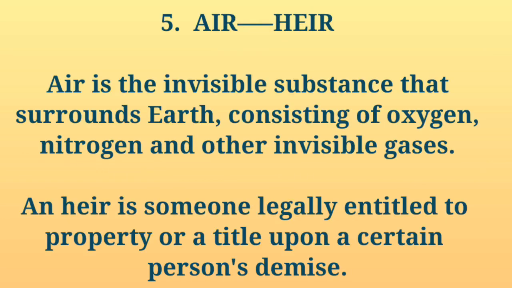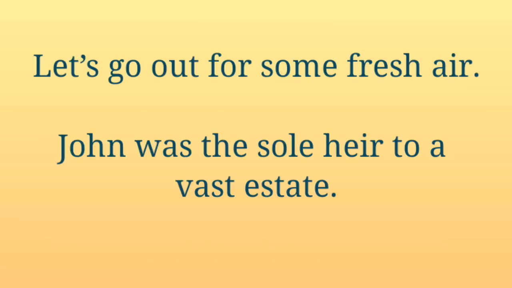Let's see the next pair. Air and heir. Air with the A is the invisible substance that surrounds Earth, consisting of oxygen, nitrogen and other invisible gases. Heir with H is someone legally entitled to property or title upon a certain person's demise. Sentences.